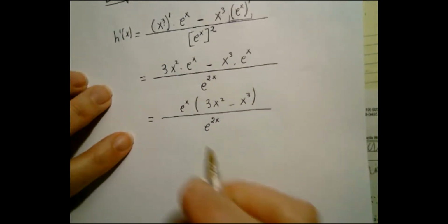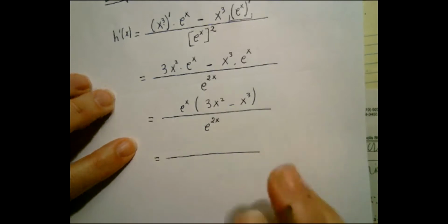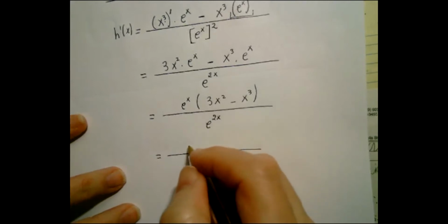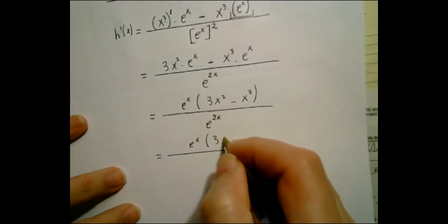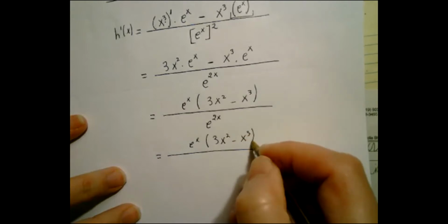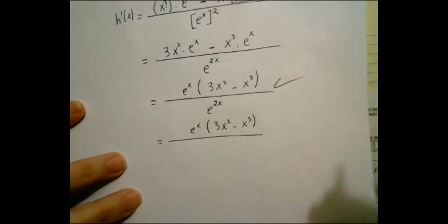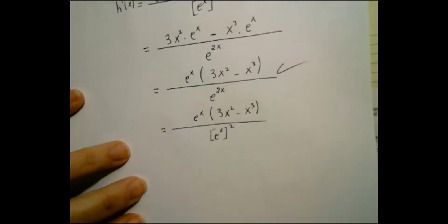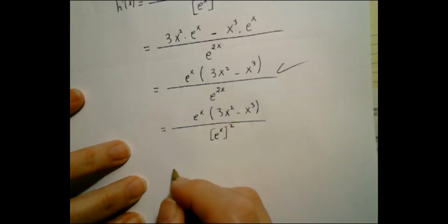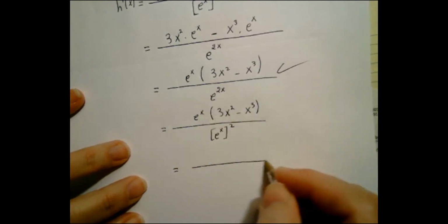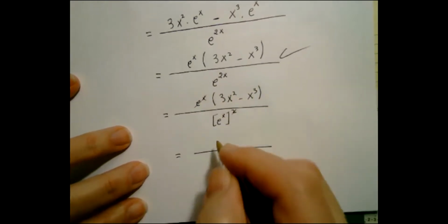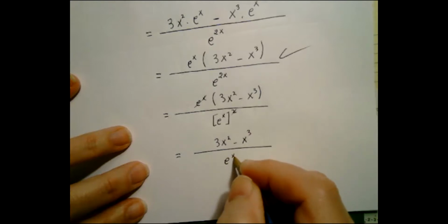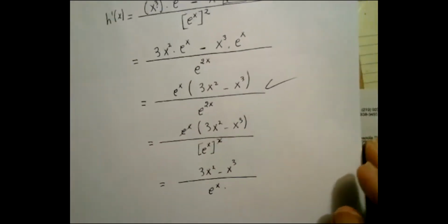Okay, and if we remember our math a little bit, that's e to the x times 3x squared minus x cubed, over e to the 2x. I will accept that, but let us push it a little bit further. I'm going to rewrite it back as e to the x squared, and now I can simplify. Those two will simplify. I will have 3x squared minus x cubed over e to the x. Okay, so that's the quotient rule.